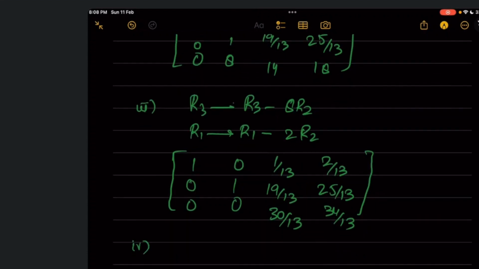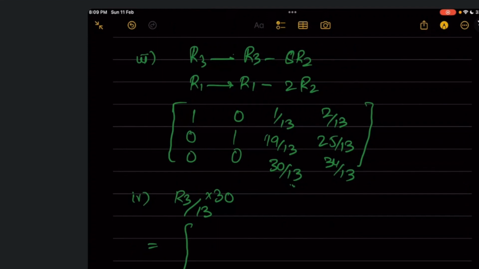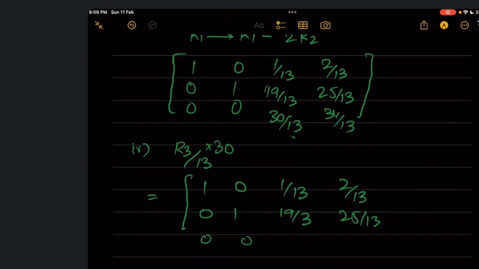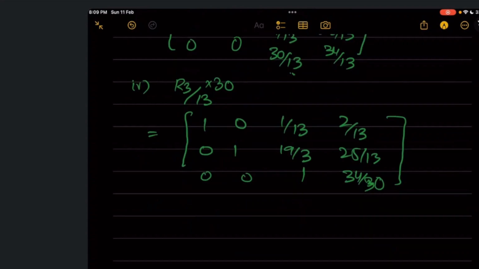Then what is there? Now you have to make this one. So simply R3 by 30. This one you have to make a 1, right? This is 30 by 13. So R3 you will divide by 30 by 13, which is like this. And it is coming out to be 1, 0, 1 by 13, 2 by 13, 0, 1, 19 by 13, 25 by 13, then 0, 0, 1, 34 by 13.